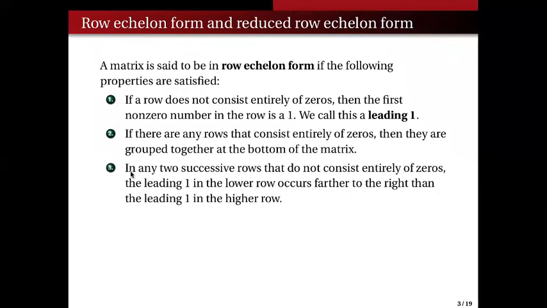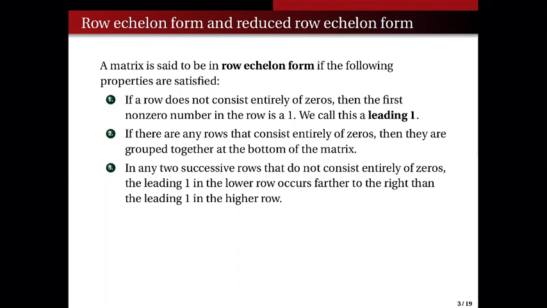For the third one, in any two successive rows that do not consist entirely of zeros, the leading one in the lower row occurs farther to the right than the leading one in the higher row. Again, in any two successive rows that do not consist entirely of zeros, the leading one in the lower row occurs farther to the right than the leading one in the higher row.